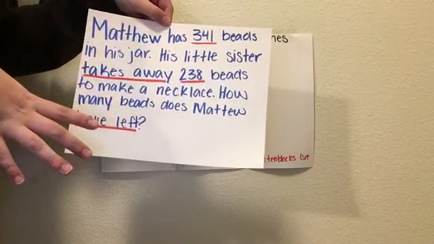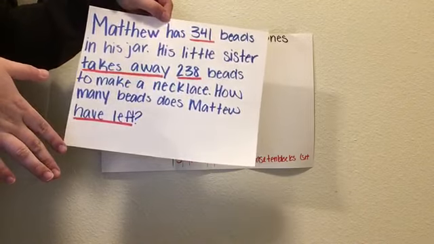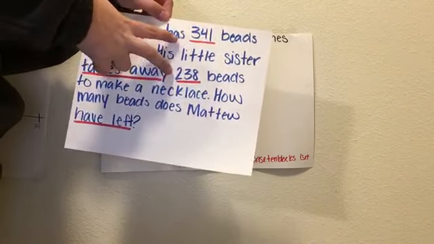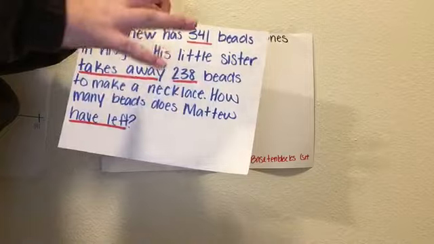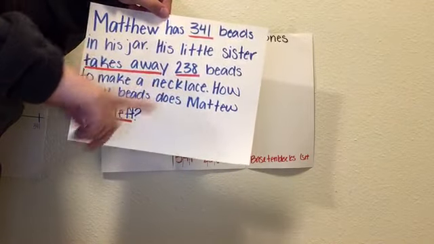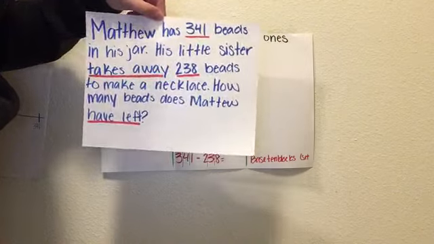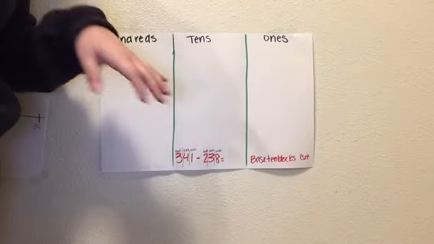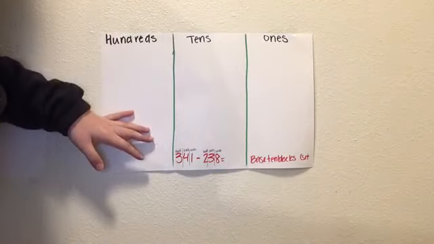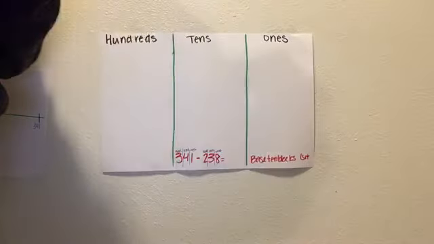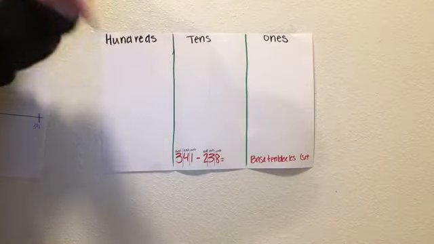These are the key words that students need to look for in math problems so they know these two numbers are what they're going to be doing something with, and since it says takes away and how many left, they're going to know that they need to subtract. So the first way of subtraction I'm going to do is a set model with base 10.